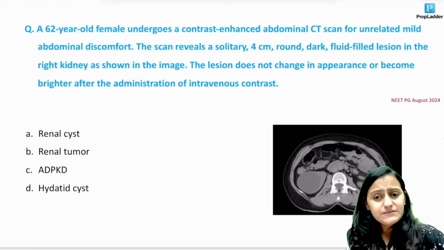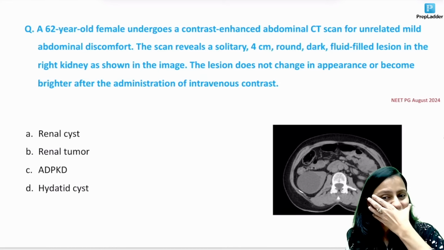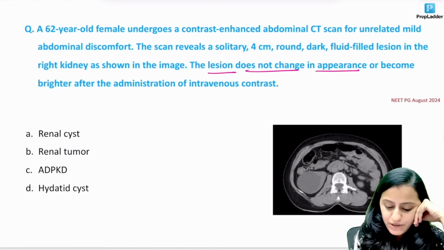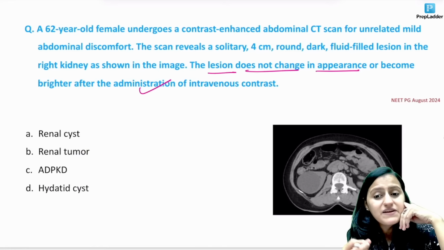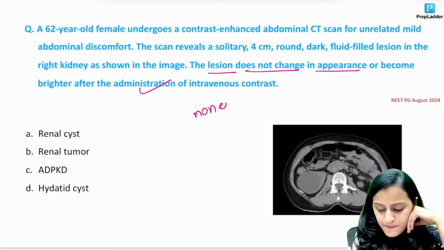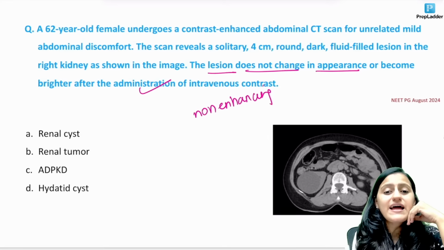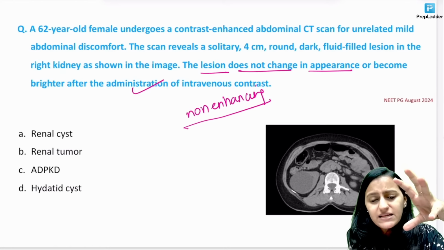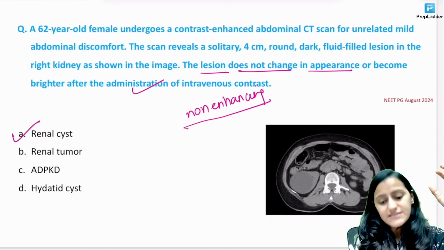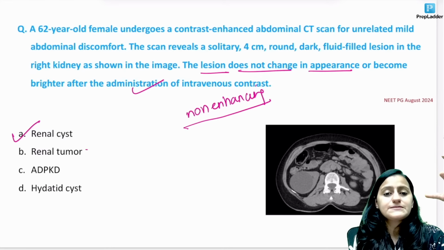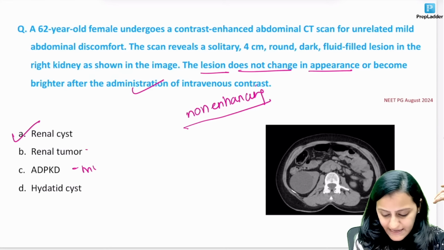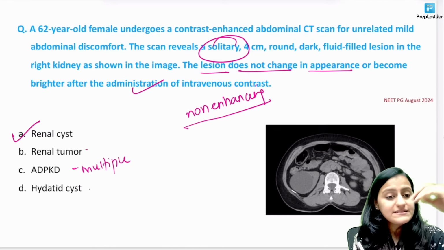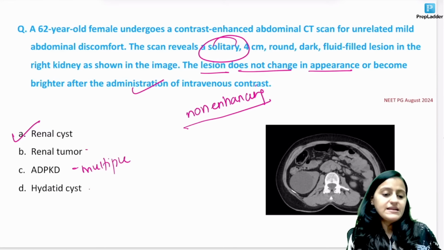What are you seeing here? Look at the question saying that the lesion does not change in appearance or become bright after giving contrast. That means what does it tell you? That the lesion is non-enhancing. That means it is just water containing. There is no solid component there. So that's going to be a renal cyst. A renal tumor will enhance. ADPKD will have multiple cysts. This is only a solitary lesion. Okay, and it will not be a hydatid cyst. This is going to be a renal cyst.